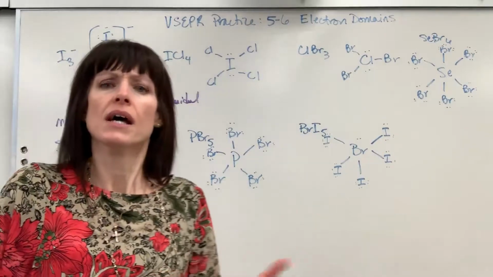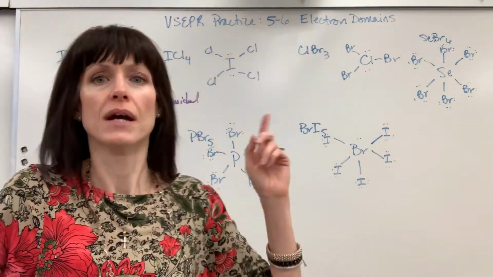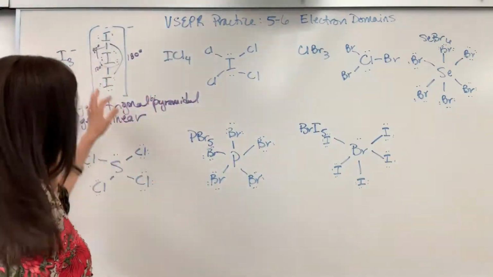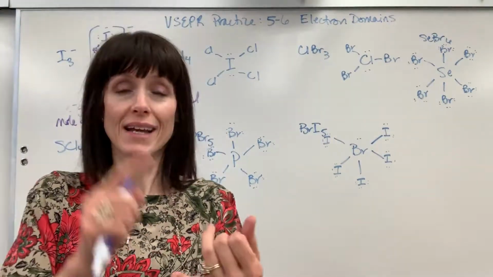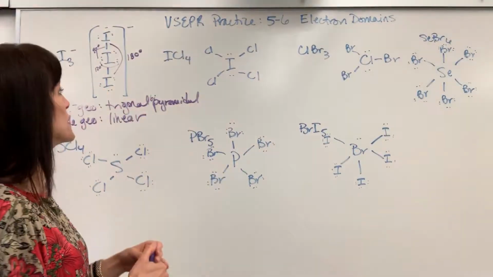That's 90 degrees. And again, watch the introduction to VSEPR, electron domains part 2, electron domains 5 and 6, and that will help you visualize this. Or memorize 90 degrees, 120 degrees, 180 degrees on trigonal bipyramidal.